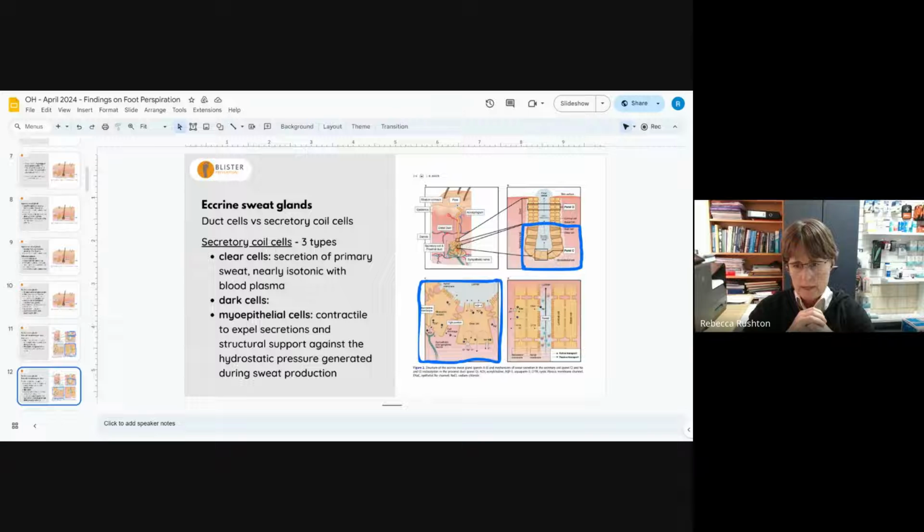And if we look at the secretory coil cells, there are 3 types of cells there. There are clear cells, they're the ones that actually produce the sweat. There are dark cells, we don't really know what they do, and myoepithelial cells. So the clue is in the name there. They have a contractile function, so you'll find these types of cells anywhere that has anything to do with secretion.